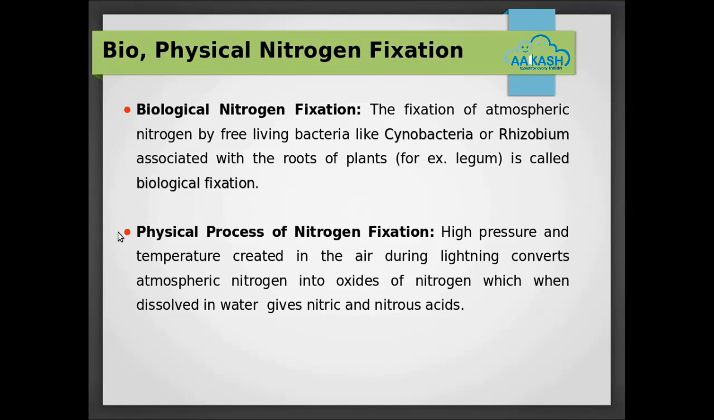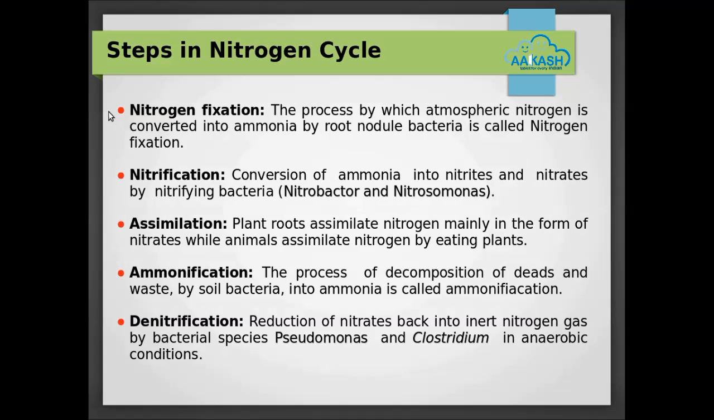At the time of thunder and lightning, nitrogen combines with hydrogen to form ammonia or combines with rainwater to form nitrous and nitric acid, which is used by the plants. The various steps in nitrogen cycle. First, nitrogen fixation. In this step, atmospheric nitrogen is converted into inorganic compounds like ammonia by microorganisms and by thunder and lightning.